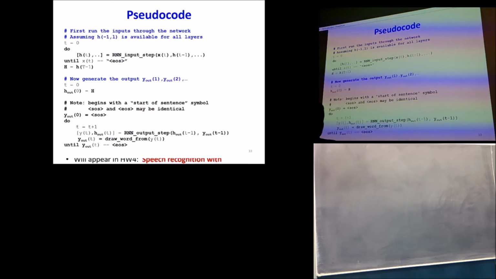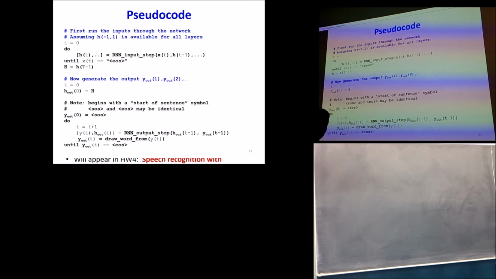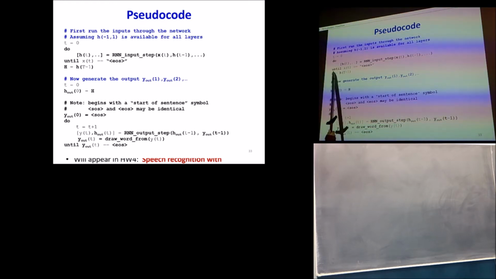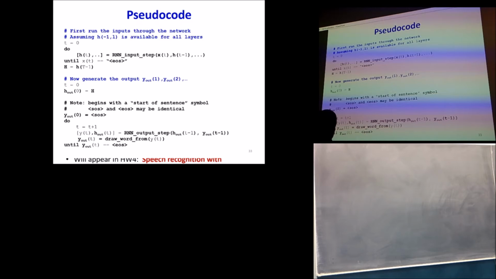So here again is the pseudocode. Here is the entire process. It's a two-step process. In the first step, you process the entire input recurrently until you get the hidden state at the final time. And then once you've gotten this hidden state at the final time, that is the hidden value that is actually input to the second portion of the network that produces the word sequence.